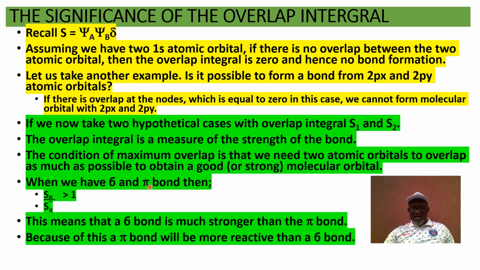When we have sigma and pi bonds, then the overlap integral of sigma divided by the overlap integral of pi will be greater than 1. Remember that the strength of a sigma bond is greater than the strength of a pi bond. This means that a sigma bond is much stronger than a pi bond. Because of this, a pi bond will be more reactive than a sigma bond.